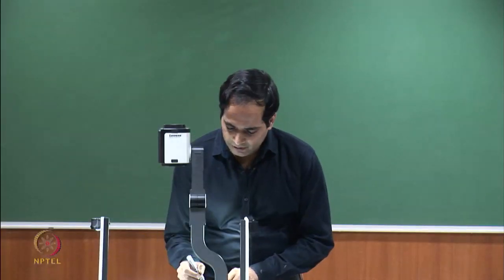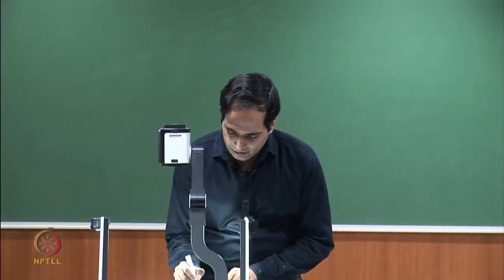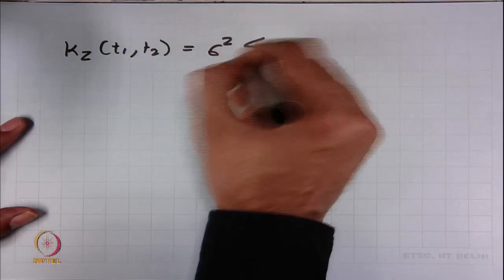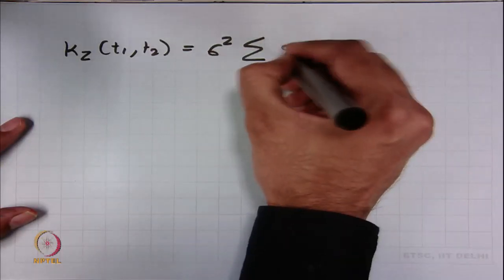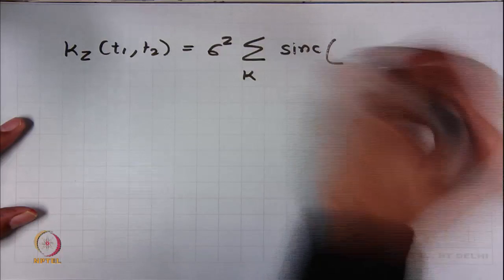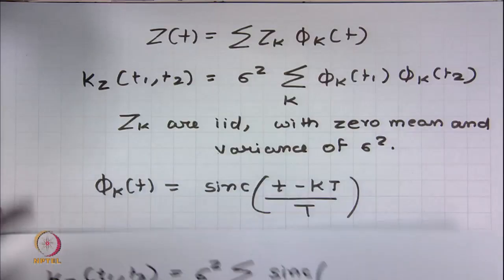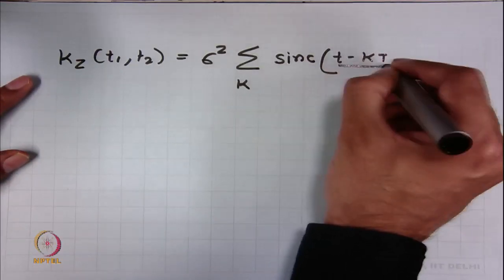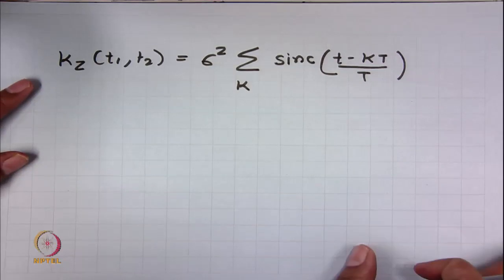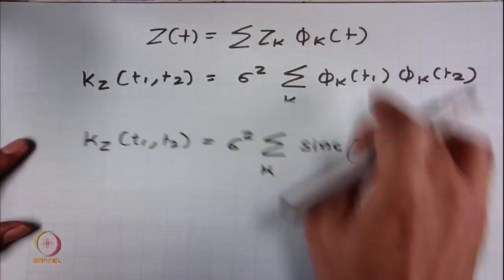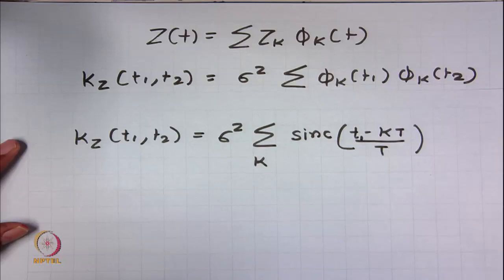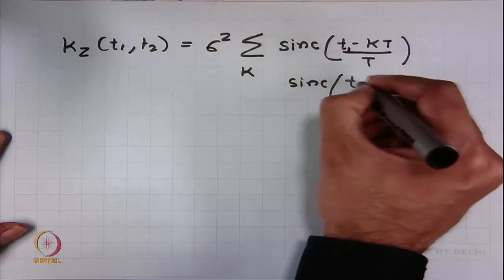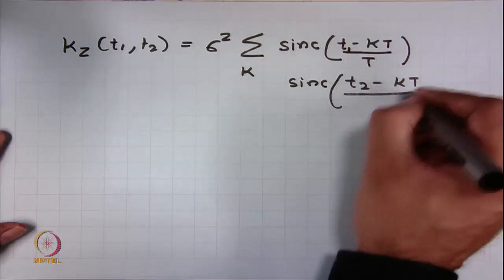So, we would have K_Z(t1, t2) equal to sigma square summation over k of sinc((t1 minus kT) by T), since this is taking time t1, into sinc((t2 minus kT) by T).